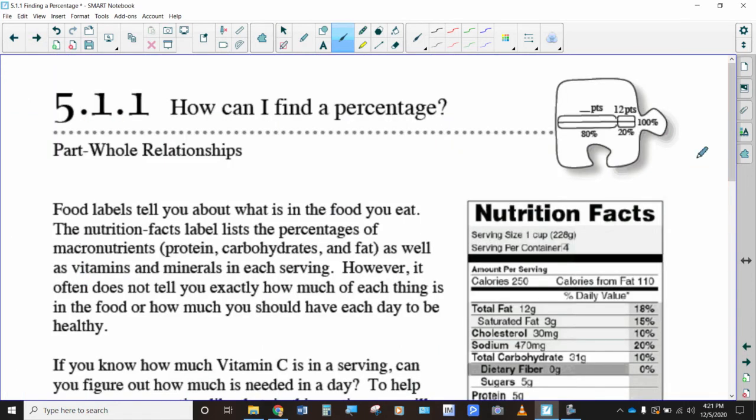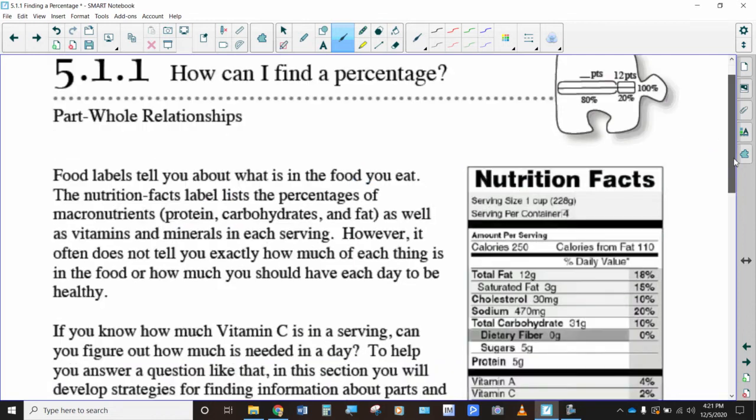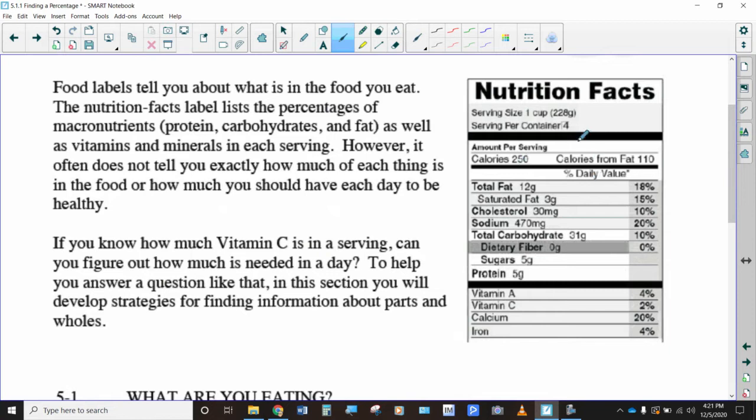All right, so food labels tell you about what is in the food that you eat. I'm sure many of you have seen these types of food labels on all the food that you get from the grocery store. Nutrition facts labels list the percentages of macronutrients such as protein, carbohydrates, fat, and so on, as well as vitamins and minerals in each serving. However, it often does not tell you exactly how much of each thing is in the food or how much you should have each day to be healthy.